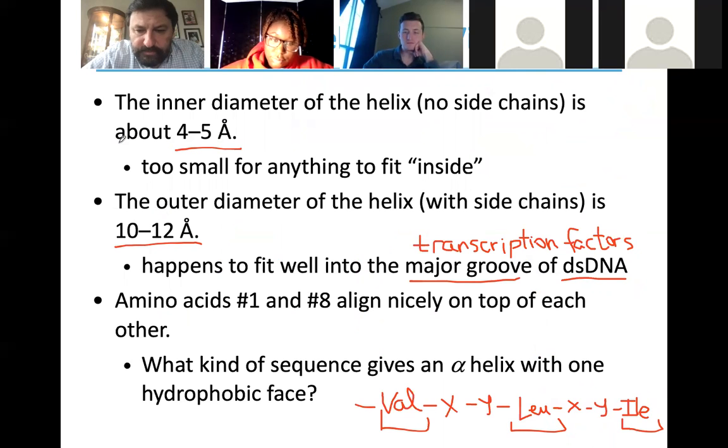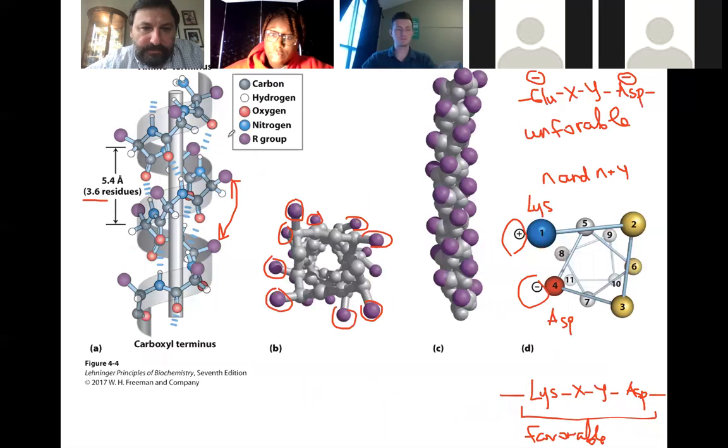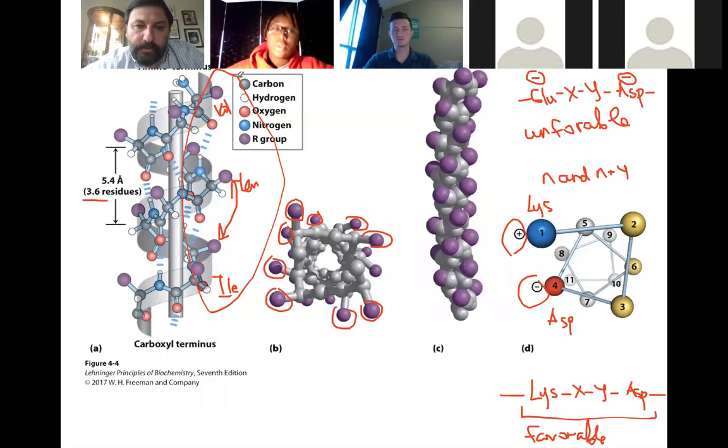What kind of sequence? Yeah, so I gave it to you, right? So this must have come from the lecture. So valine, leucine, isoleucine. So if we go back, right? This will be valine. This will be leucine. This will be isoleucine. Right, and so this entire face on the right-hand side of the helix, this will be hydrophobic. Okay, that makes sense. Thank you.